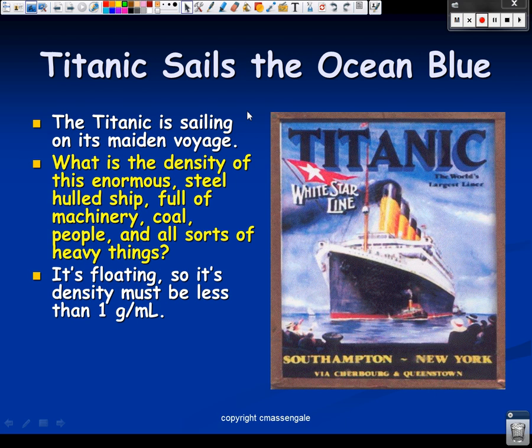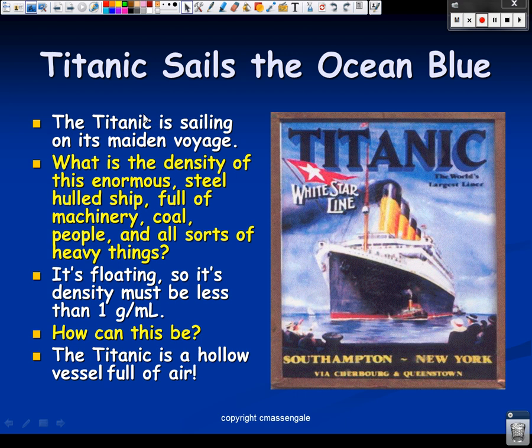It does have something to do with water displacement and the buoyancy. But how can this be? What about its hollow vessel? Okay, it's a hollow vessel. It's not a solid object. How many of you have been on a cruise? If you've been on a cruise, you understand how big these ships are. And the ones nowadays make the Titanic look like a yacht that sits in a small port. The ones nowadays are absolutely massive, but they all still float.